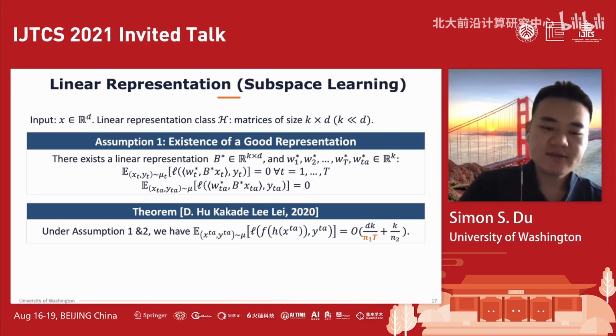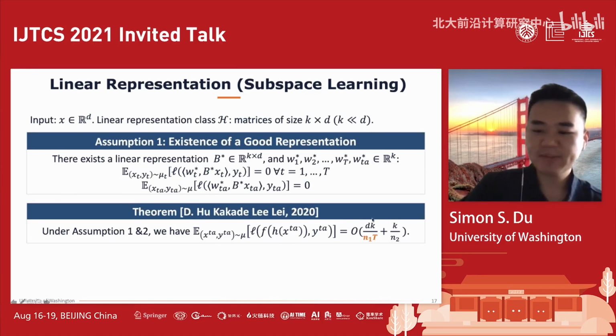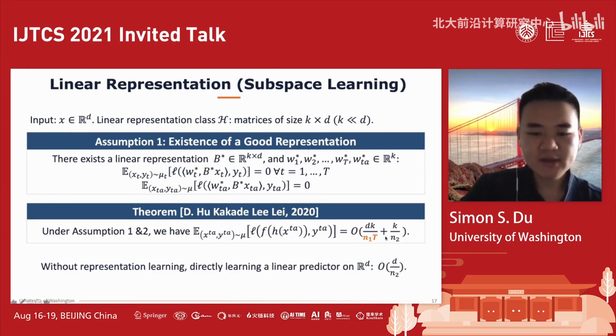Beyond this first assumption, we also assume that the concatenation of these W stars is full rank. Then we can show a bound like this: the expected loss is bounded by dk over n1t plus k over n2. This is pretty much the ideal theory we want, because without representation learning, this is about learning a linear predictor in R^D, and that one you can get a D over n2 bound.